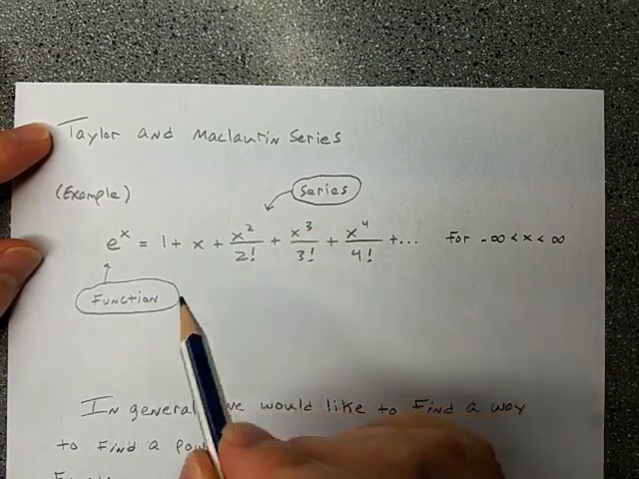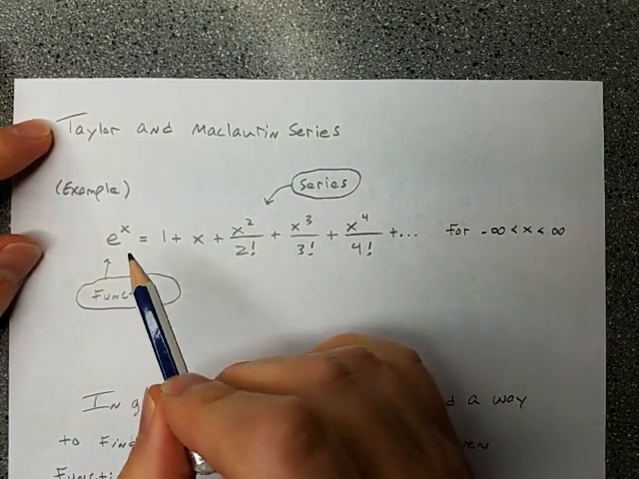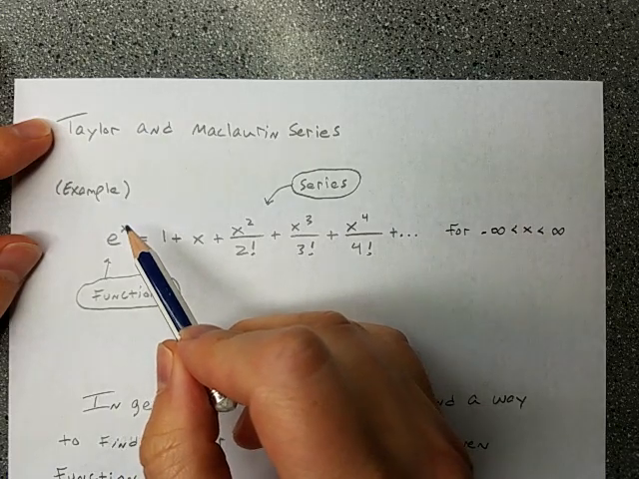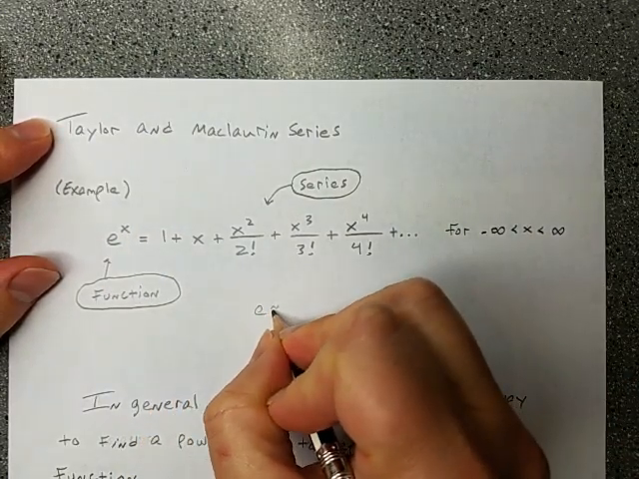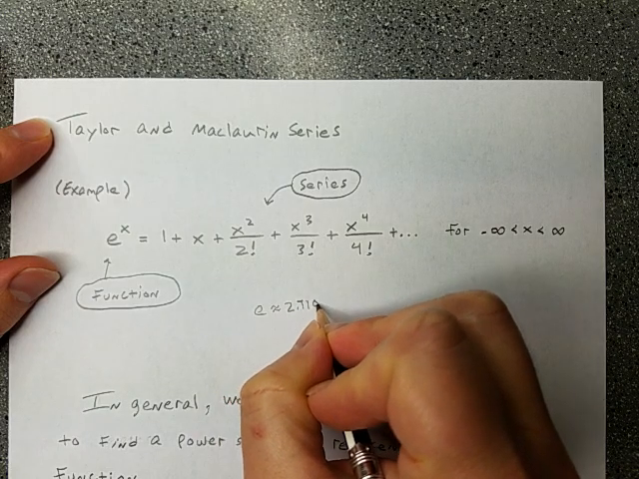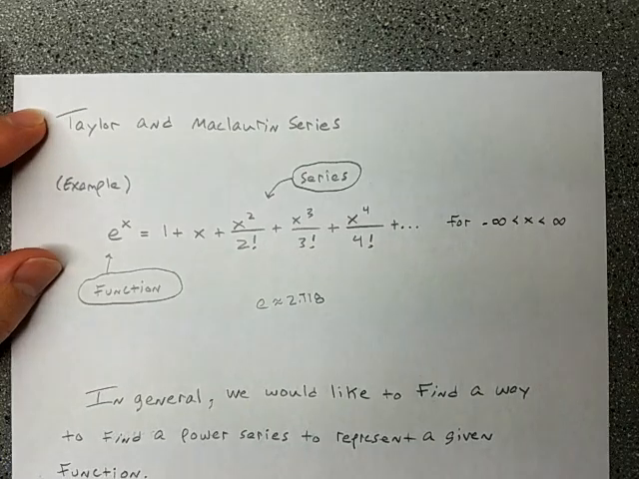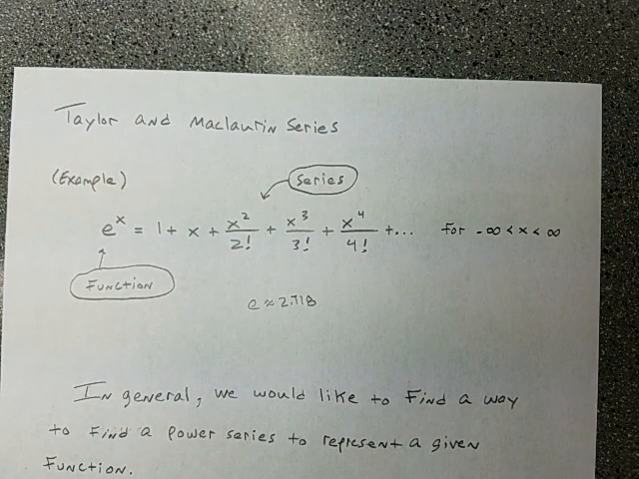Here's the power series for the function e to the x power. All right, so if you want to calculate e to some power, where e is Euler's number, e is about 2.718. It's a number used to calculate compound interest and population growth and so on.